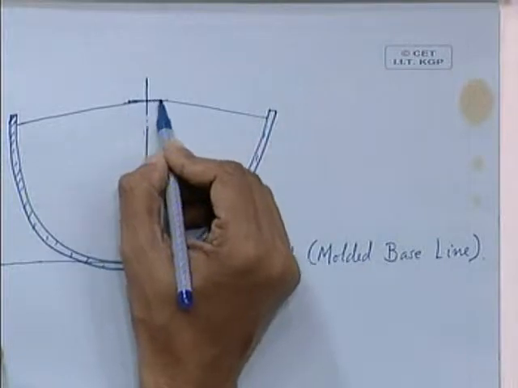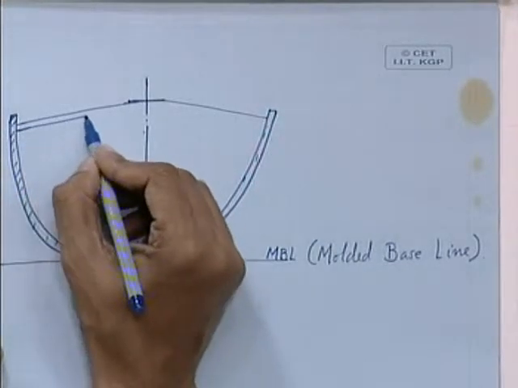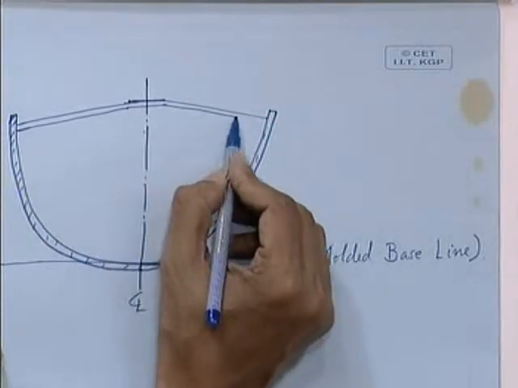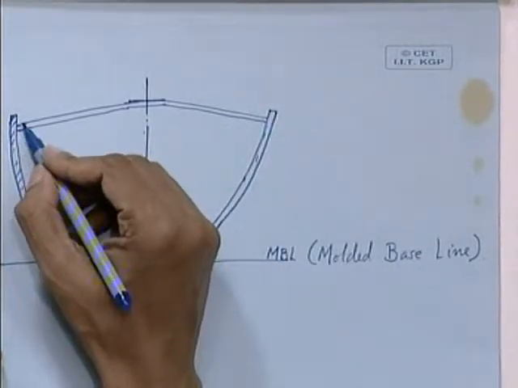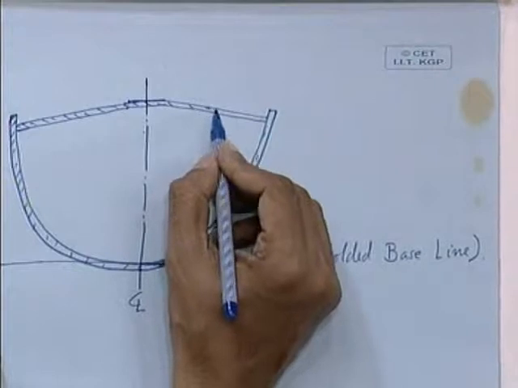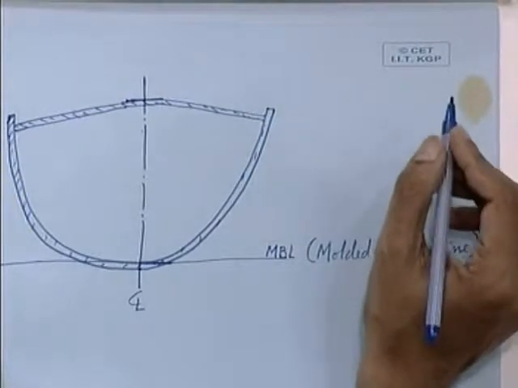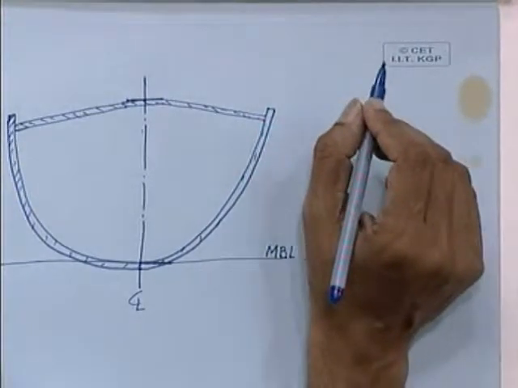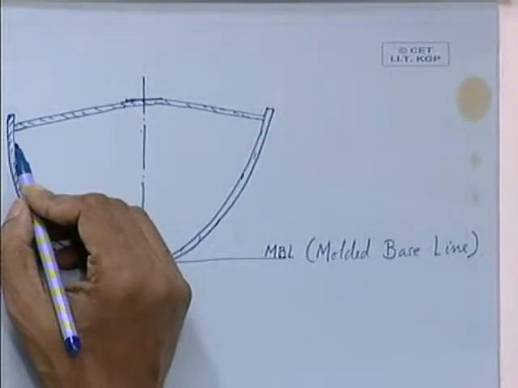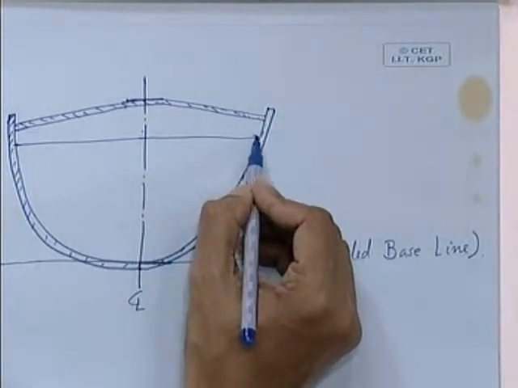And I have just taken a very simple view. Next, your deck, I have shown certain camber of the deck. That is, the deck is a curvature. So this is your deck line. So molded breadth is the maximum breadth at midship, which is from inside of the shell plate. So this is your molded breadth.